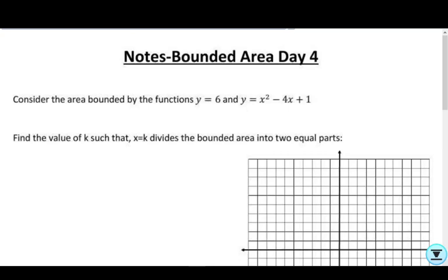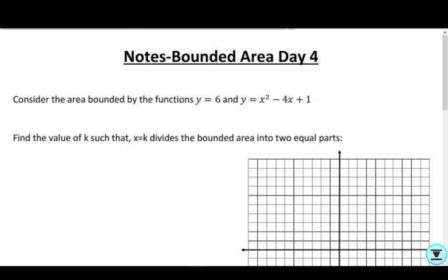Okay, so we're doing bounded area, but we're taking it one step further. The problem says consider the area bounded by the functions y equals 6 and y equals x squared minus 4x plus 1. They want you to find a value of k such that x equals k divides the bounded area into two equal parts. So let's deal with this one piece at a time.